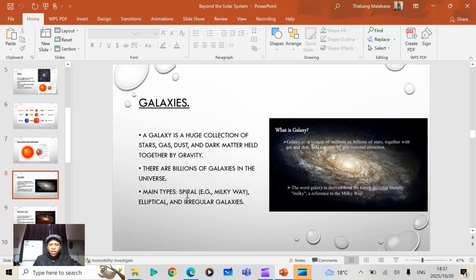Main types are the spiral, for example, Milky Way, elliptical, and irregular galaxies. Here's a picture showing how a galaxy looks. Even in this picture, there's an explanation of what a galaxy is. A galaxy is a system of millions or billions of stars together with gas and dust, held together by gravitational attraction. The word galaxy is derived from the Greek galaxias, literally milky, a reference to the Milky Way.